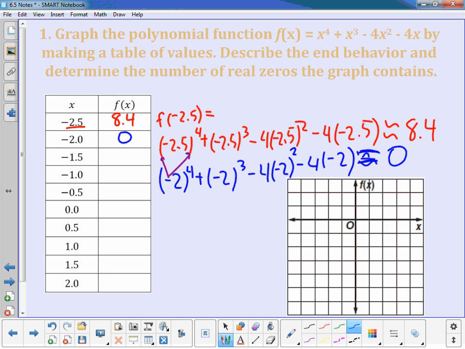Now I want you to pause the video at this point and see if you can finish out the rest of that table. Plug those values in, or you could plop that function into your y equals menu, and that would help you get some of those values as well. But see if you can finish out the table at this time.